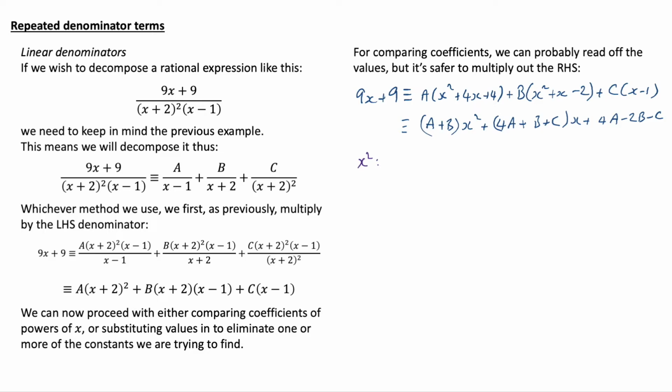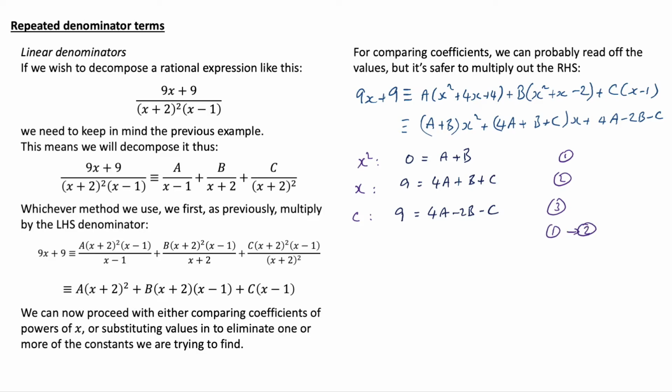Therefore, let's lay this out. We've got x squared. On the left hand side we have none of them. On the right we have a plus b. For x we have 9 on the left hand side and our 4a plus b plus c on the right hand side. For the constant we have 9 on the left and 4a minus 2b minus c on the right. So we will label them 1, 2 and 3.